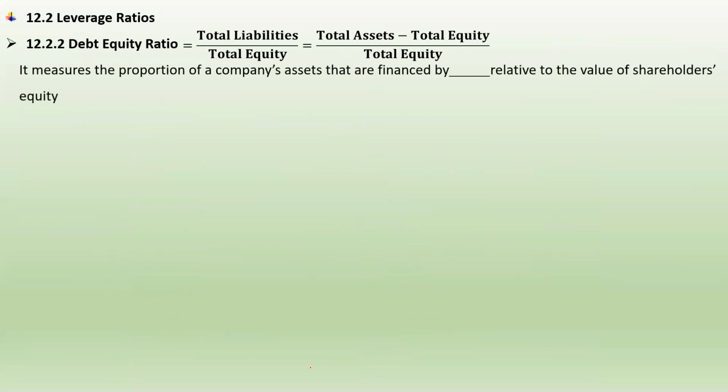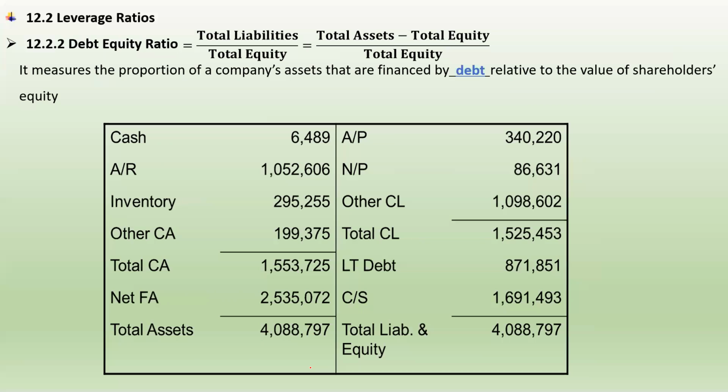This is more like a term structure of the assets. It is the portion of the firm's assets that are financed by debt, relative to the value of shareholders' equity. So again, we have total assets and the common shareholders' equity. So it equals 1.42.